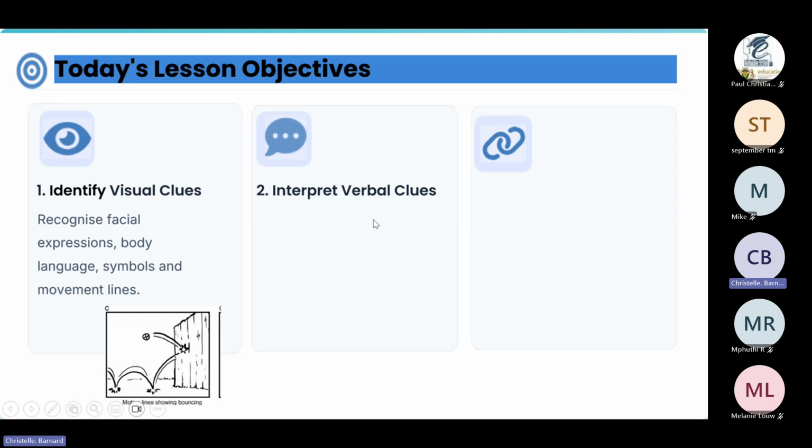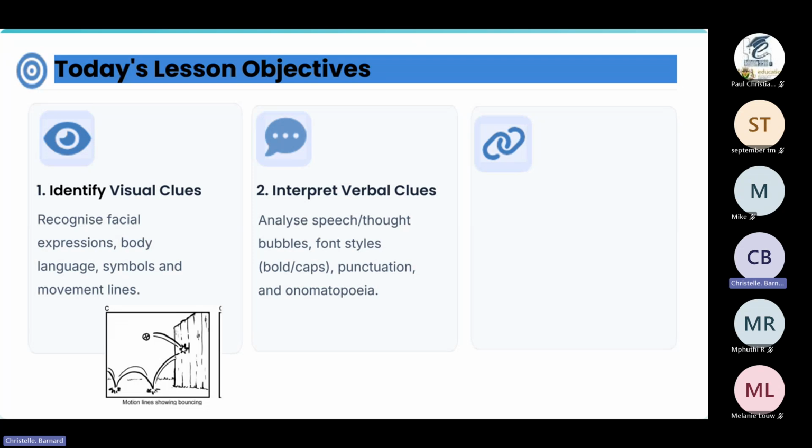Okay, and the second aspect you always have to look at is the verbal clues. Interpret and identify the verbal clues. Now, verbal comes from the word verb, and verb has to do with words. So what do verbal clues refer to? They refer to speech and thought bubbles. You're going to look at the words that are inside the speech and thought bubbles.